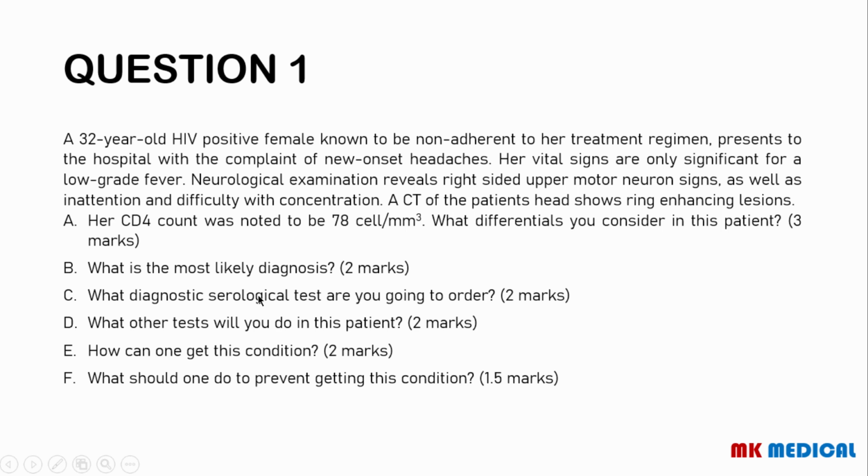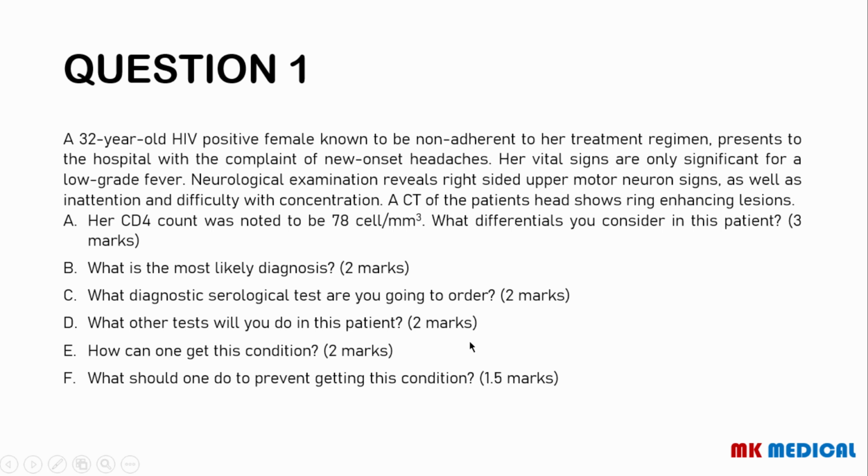So what is the most likely diagnosis? This woman most likely has CNS toxoplasmosis. That would explain the focal neurological signs, and of course, that would explain the ring-enhancing lesions, and given the HIV status, the non-compliance, the headaches, and the low CD4 count. So this woman most likely has CNS toxoplasmosis.